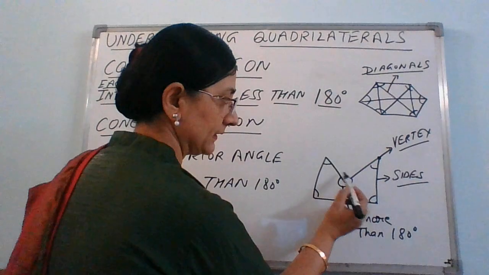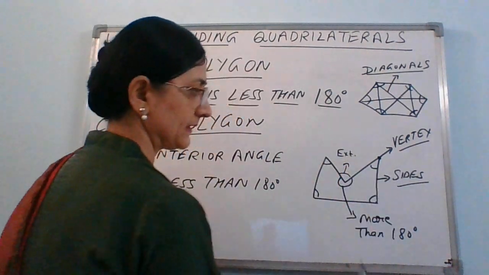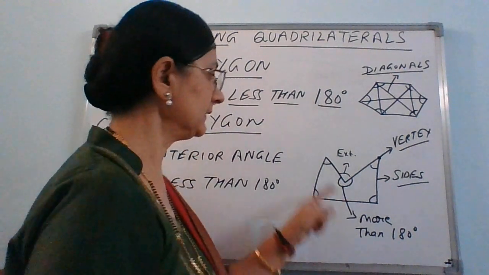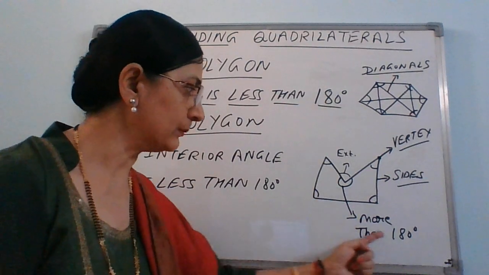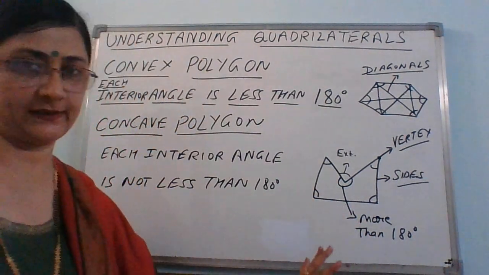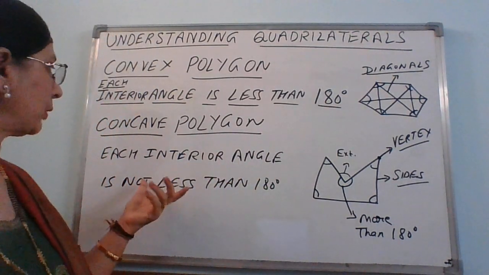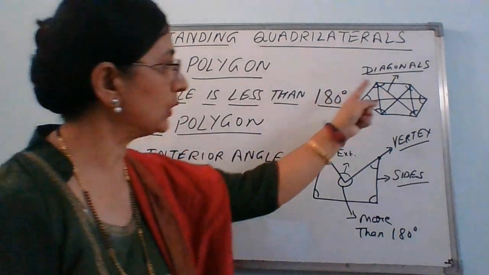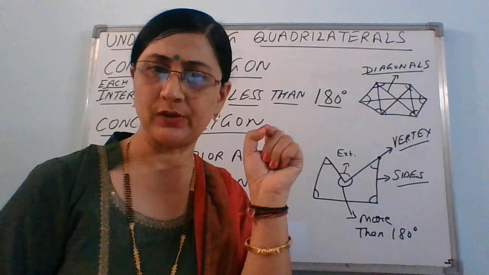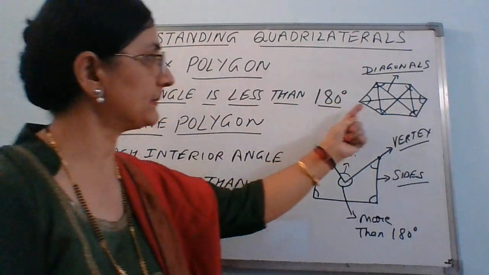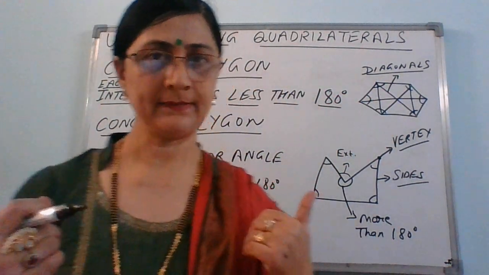This one is exterior angle. Don't see this one. This is exterior, right? Exterior angle. And this is interior angle. So here, in case of concave polygon, one or two angles are more than 180. अगर आपका कोई भी एक एंगल more than 180 है, that type of polygon is concave. And if all the interior angles are less than 180, not the total, not the sum, individual angles, then this type of figure is called convex polygon.